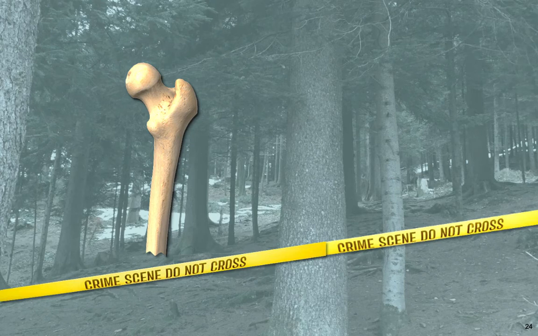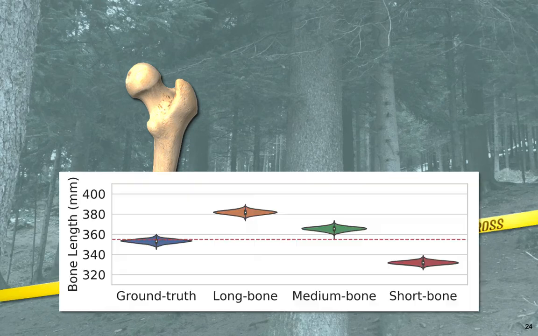And so if we turn back to our crime scene, with traditional methods, the bone length estimate is highly dependent on the correspondence that is used. The red dotted line in the plot shows the ground truth bone length. And so we can see that if we use the ground truth correspondence, we can predict the correct length very well. Unfortunately, this correspondence is not available to us in a real world scenario.